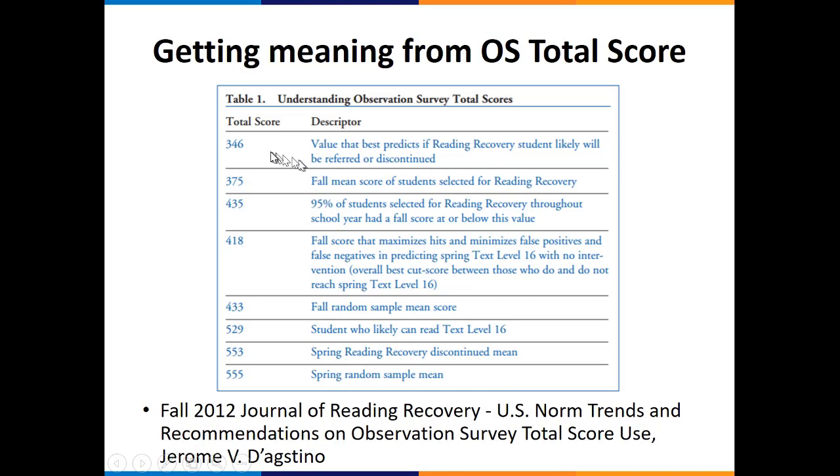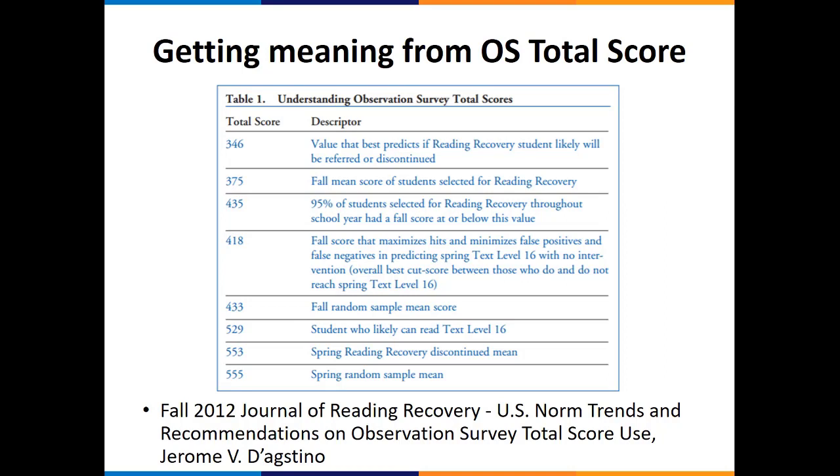If you look at this first one here, a total score of 346, this is the value that best predicts if a Reading Recovery student will likely be referred or discontinued. So it's telling us that the total score of 346 is the best predictor. If they're below a 346, they're most likely to be referred or recommended, and if they're above a 346, they're most likely going to be discontinued. This is not a foregone conclusion. This is not to say that all children are. It's just a best predictor.